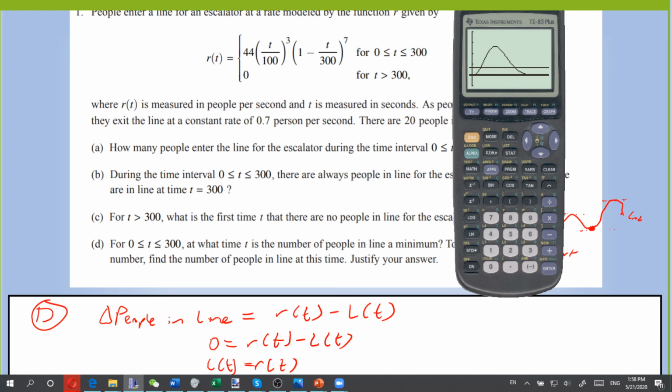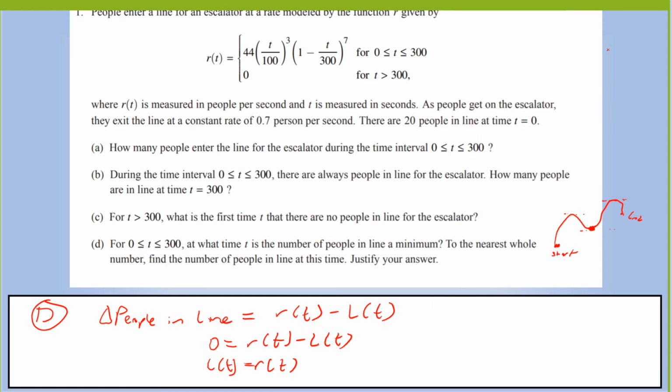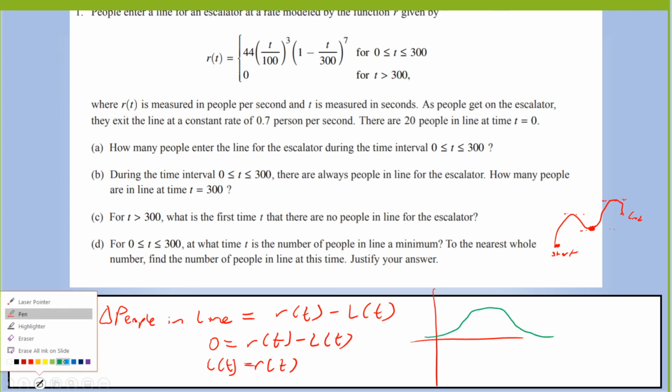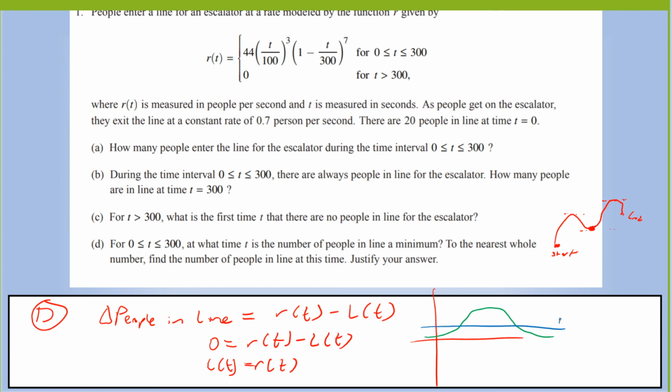Okay, I'm going to draw out really quick. So we had a graph that looked like this, where I'm going to use different colors. RT was kind of like a bell curve shape, and LT was a flat line. Okay, so I'm just going to take a look at what the first derivative test would look like, maybe, and perhaps this will be easier.